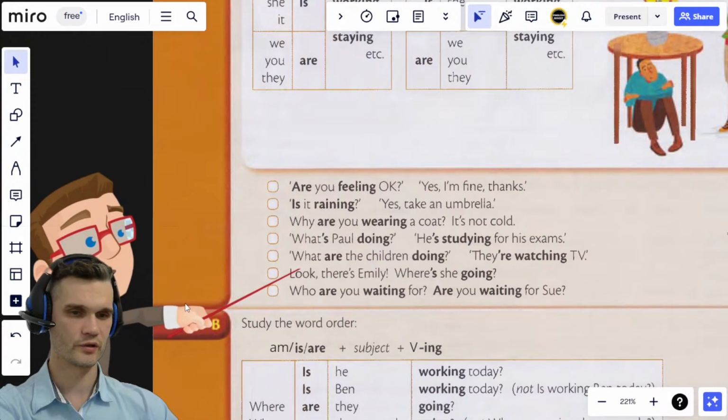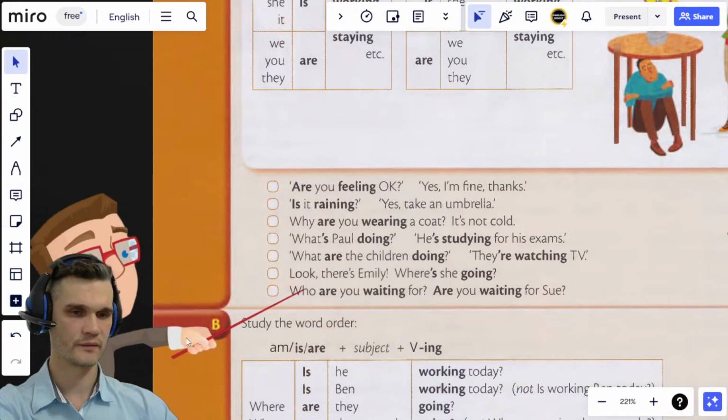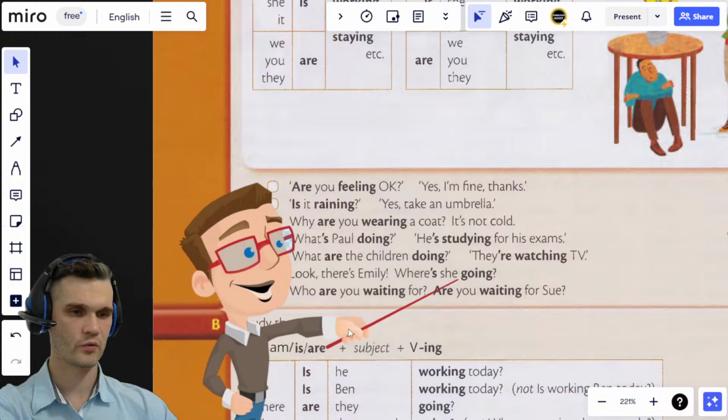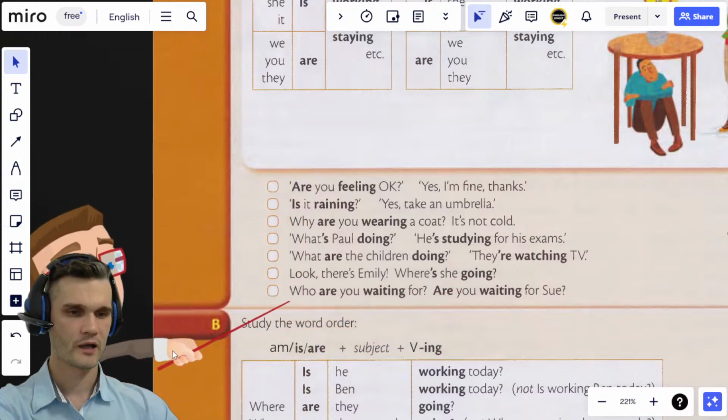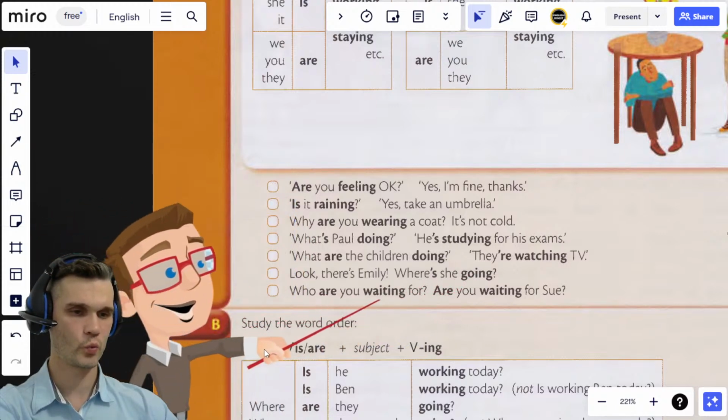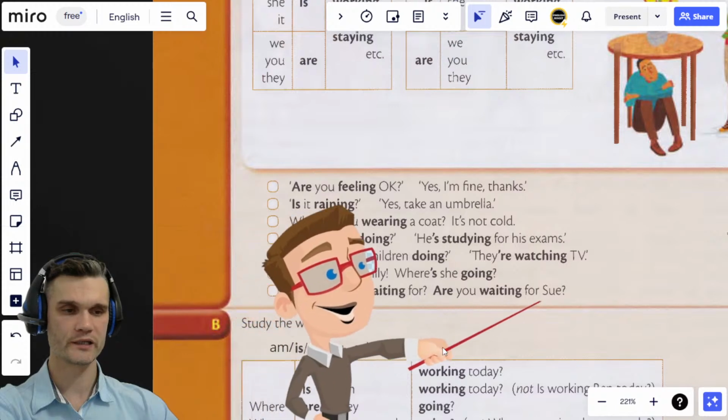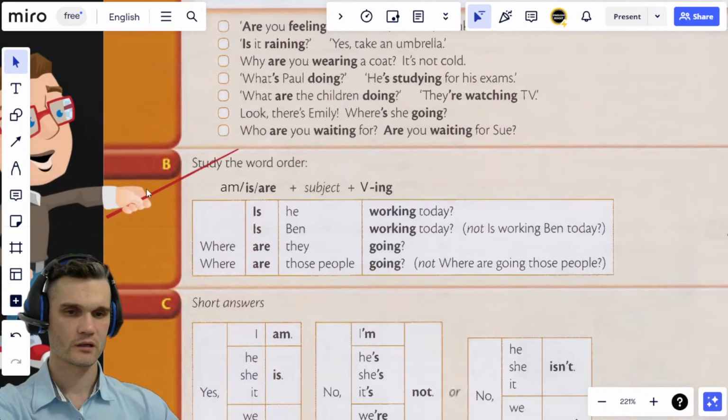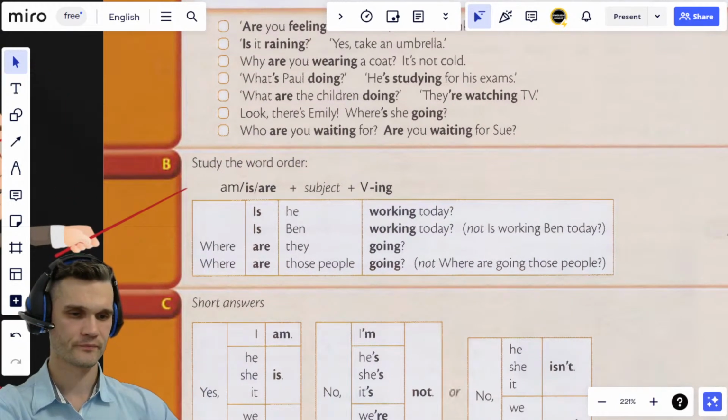What are the children doing? They're watching TV. Look, there's Emily. Where's she going? Who are you waiting for? Are you waiting for Sue? Okay, let's look here. And what do we have here?